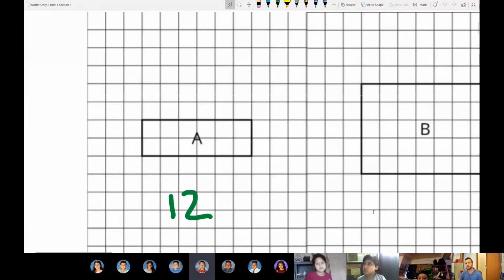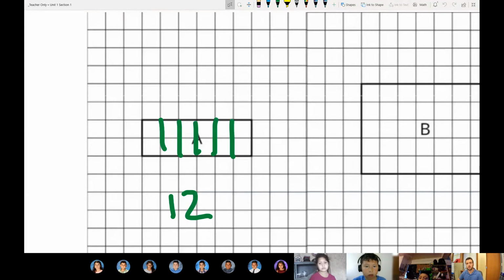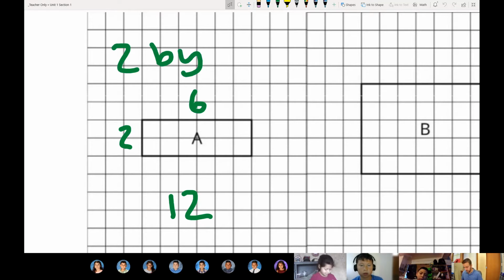Well, there's two ways. You could either be counting by twos all the way, because you can make it like this: 2, 4, 6, 8, 10, 12. But there's another way. You could also do rows and columns, because it's a 2 by 6. So if I say 2 times 6, it equals 12. That was an amazing description, Abasai.